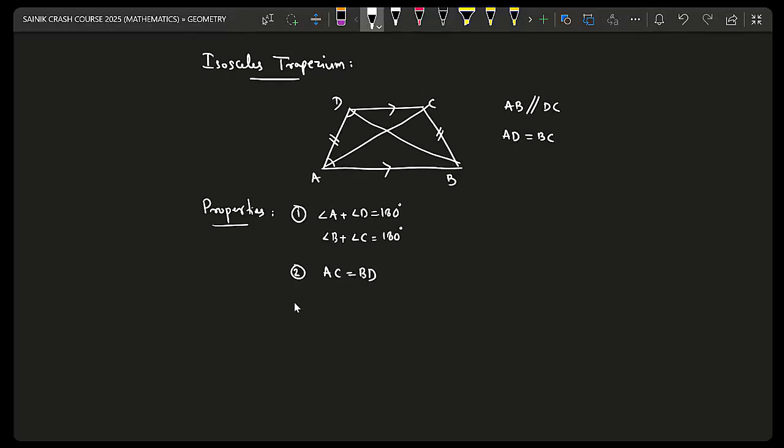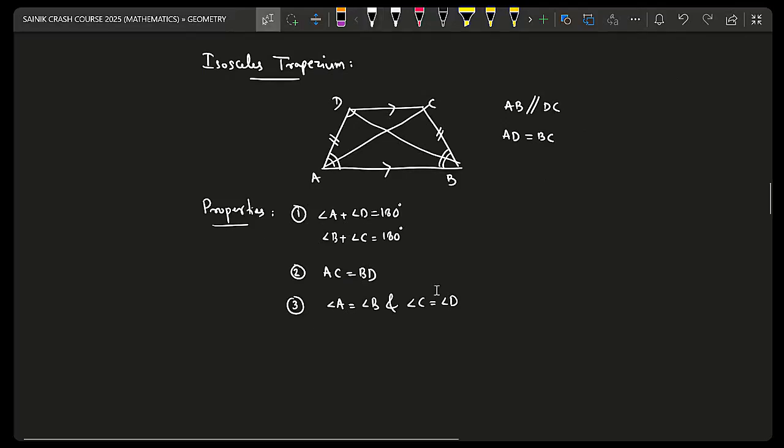And the next property is that base angles are going to be equal. Like you can say angle A and angle B are going to be equal. And similarly the other pair also, angle C and angle D, are also going to be equal. So these are the extra properties that an isosceles trapezium satisfies. So what is an isosceles trapezium? It is a trapezium in which non-parallel sides are equal. Then it is going to become an isosceles trapezium.